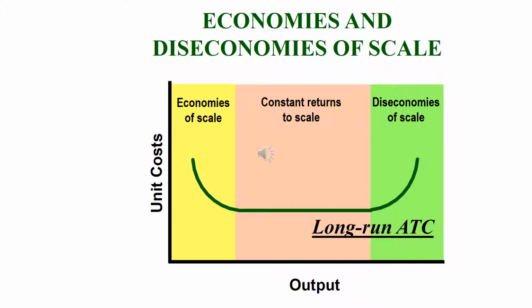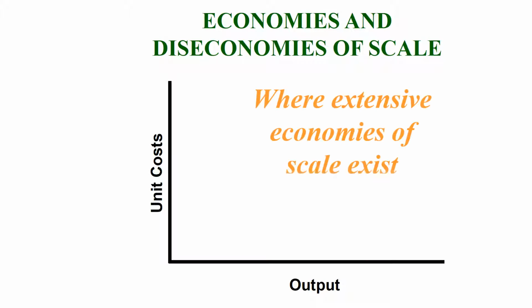Eventually, we hit diseconomies of scale. The company gets too large and the costs start to rise again. This is our long-run ATC curve not shifting up, but turning and increasing as the per unit costs begin to rise with output.